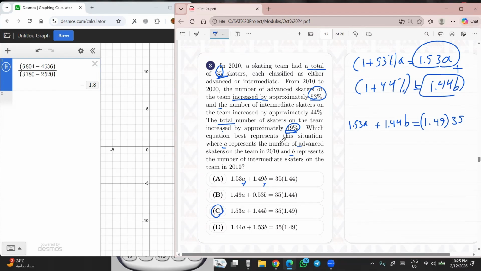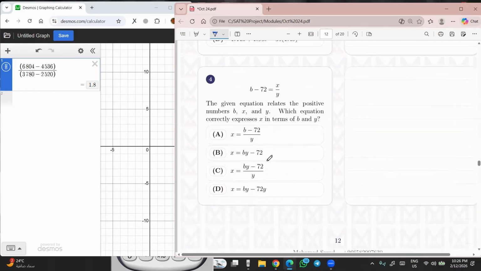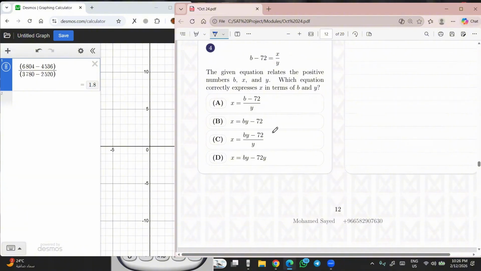And be careful about the order of the numbers. 1.53 is with A, not with B, like letter D, for example. And then we go to question number 4. B minus 72 is equal to x over y, and we need to get x. How did we know? We look at the options here. We find x alone. The given equation relates the positive numbers b, x, and y. Which equation correctly expresses x in terms of b and y?